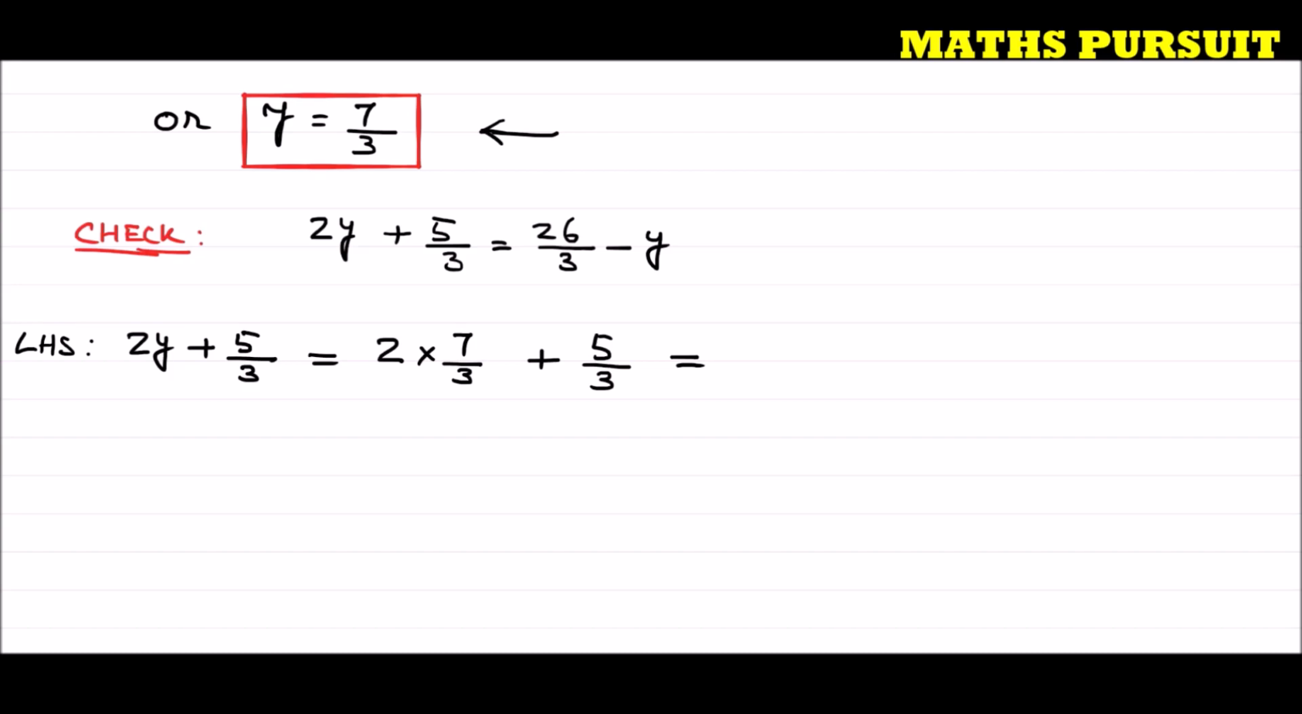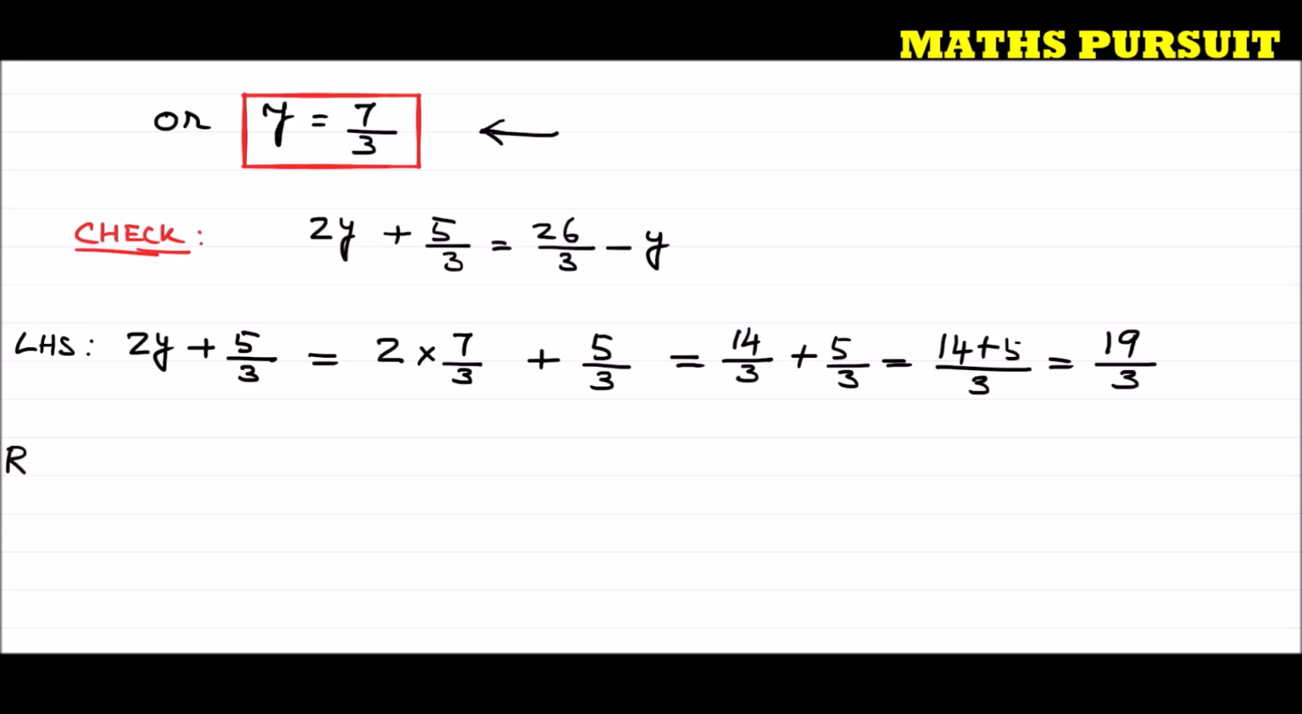So what we got? We got 2 into 7 upon 3 plus 5 upon 3. That is equal to 2 7s are 14, 14 divided by 3 plus 5 divided by 3. That is equal to 14 plus 5 divided by 3, that is equal to 19 divided by 3. So for the left hand side we got 19 upon 3.